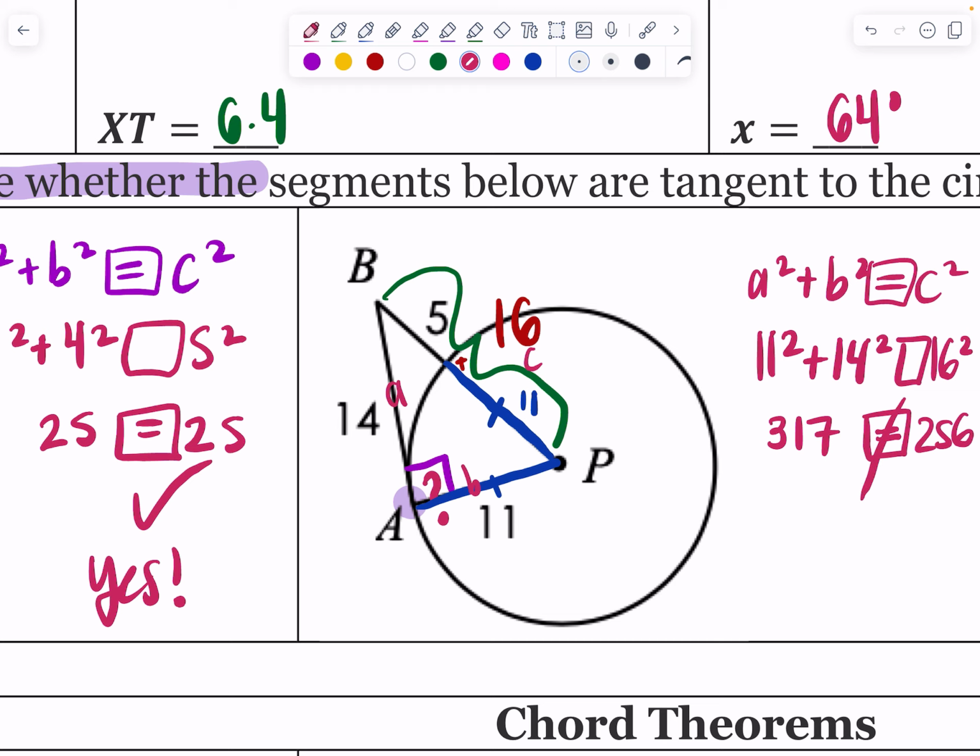And in fact, that is going to be an acute triangle. And so this is going to be not a right angle. Not a right angle. So I'm going to cross that right angle out. That is not a right triangle, so this line is not tangent, meaning either the point A is not on the circle, or it's going to be touching it more than once. Okay?